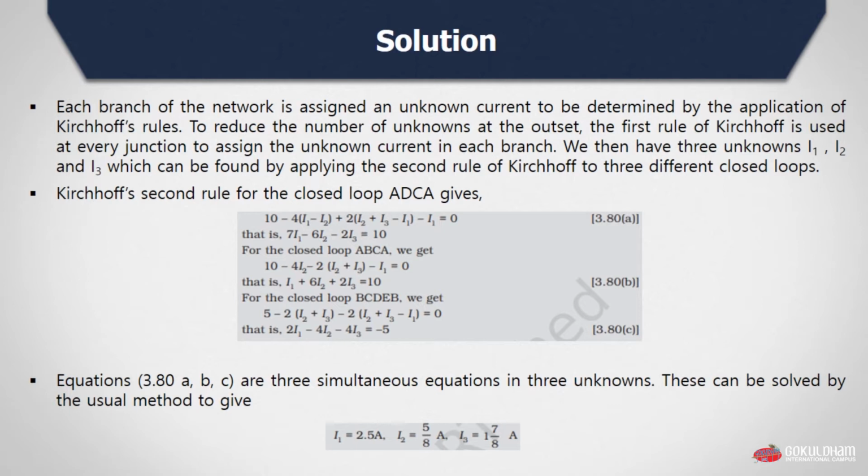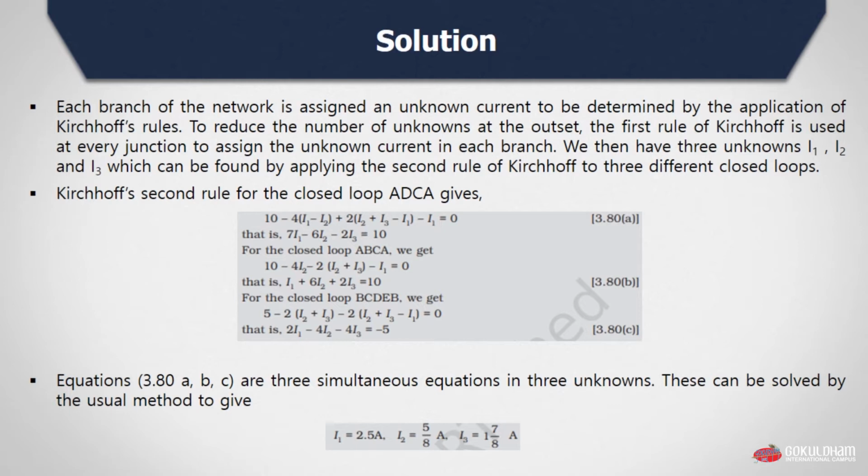We then have three unknowns I1, I2 and I3, which can be found by applying the second rule of Kirchhoff to three different closed loops. In this we have three closed loops and we have to apply Kirchhoff's second rule to these closed loops. Kirchhoff's second rule for the closed loop ADCA gives 10 minus 4 into I1 minus I2 plus 2 into I2 plus I3 minus I1 equals 0, which is our equation 3.80a, that is 7I1 minus 6I2 minus 2I3 equals 10.